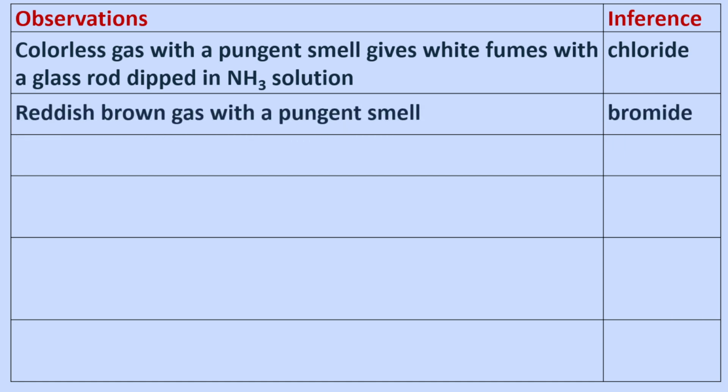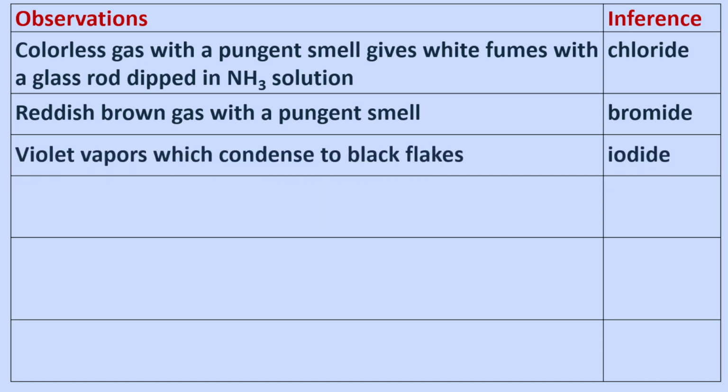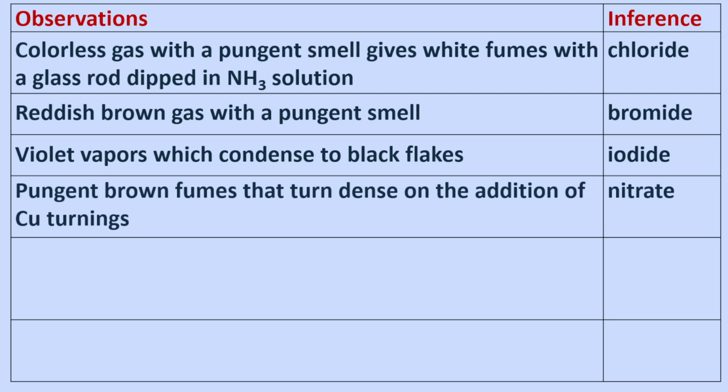A reddish brown pungent gas suggests the presence of bromide ion. If violet vapors are observed which condense into black flakes, then iodide ions may be present. Pungent brown fumes that become denser with the addition of copper turnings indicate the presence of nitrate ion.